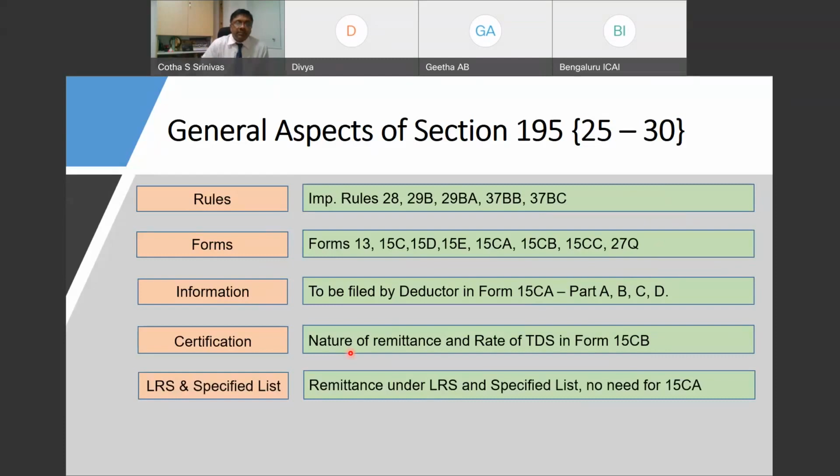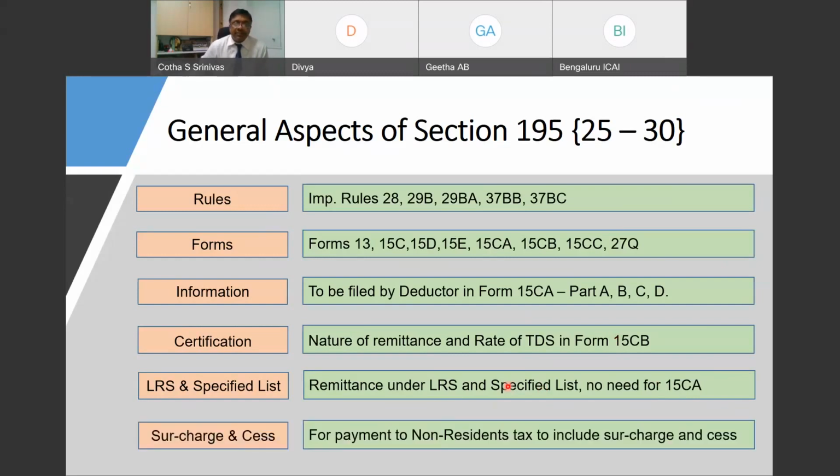LRS and specified list. LRS under FEMA is the Liberalized Remittance Scheme, where an individual can remit up to 2.5 lakh US dollars in a particular financial year. And there are certain specified lists. The government has given a specified list where, for both LRS remittance and the items covered under this specified list, there is no need for Form 15CA. So when Form 15CA is not required, even Form 15CB is not required.